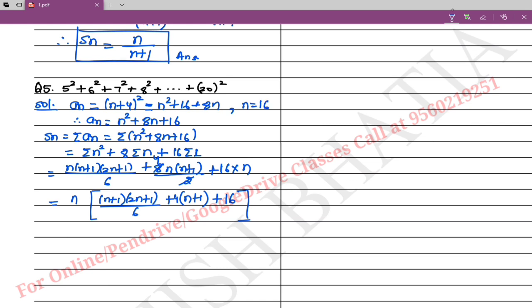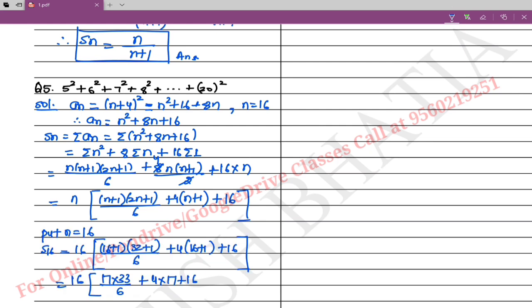So in order to find the sum, I can simply put the value n equal to 16 here, or I can further simplify it and then put the value. But I am putting the value here only. So S_16 will be equal to 16 into (16 plus 1) into (32 plus 1) upon 6, plus 4 into (16 plus 1), plus 16. Now you can easily calculate it. So it would be 16 into 17 into 33 by 6, plus 4 into 17, plus 16.